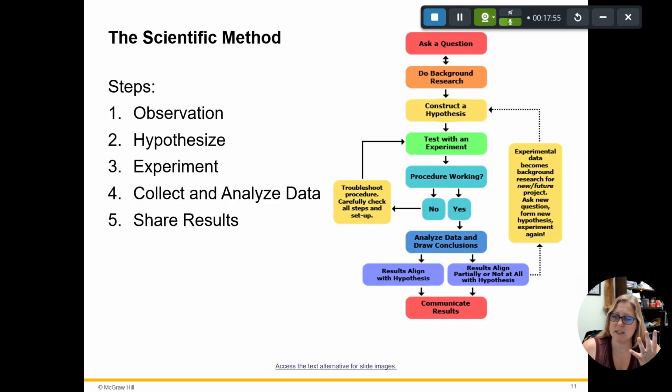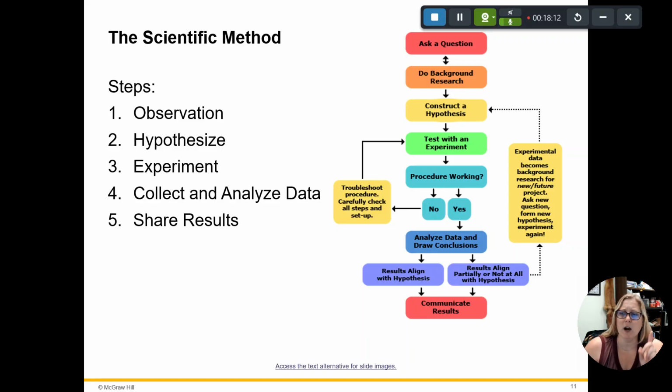There are 5 main steps to the scientific method, and again, this is like those characteristics of life. If you Google it, you might see some different results, but these are the 5 that I want you to know for our class, okay? And most people would agree that these are the major 5 steps of the scientific method.